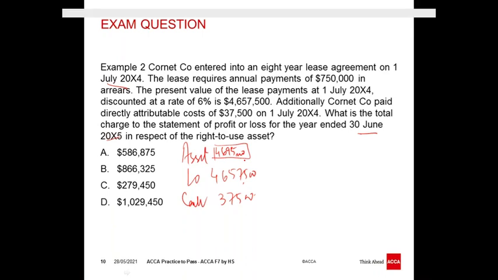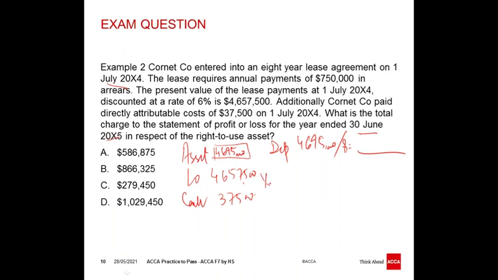So now, first of all, you need to charge the depreciation. It will be an 8 years lease agreement. The depreciation will be 4,695,000 divided by 8. That's the depreciation that we need to charge.